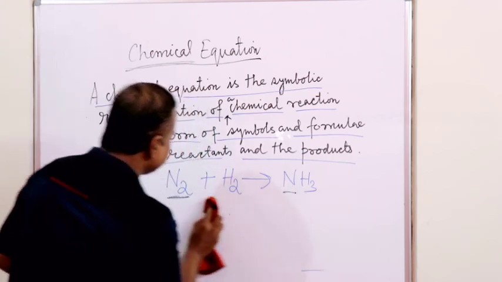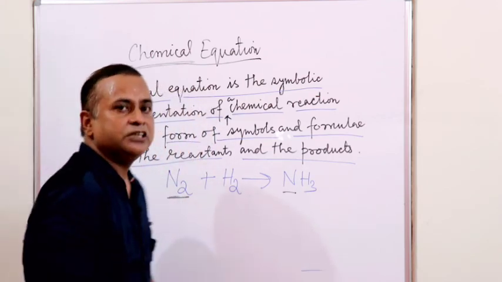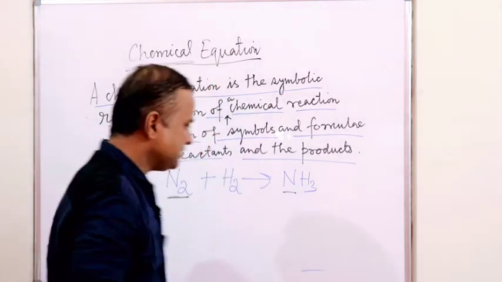Now when we equate the number of atoms of each element on both sides of the equation, it becomes a balanced chemical equation.